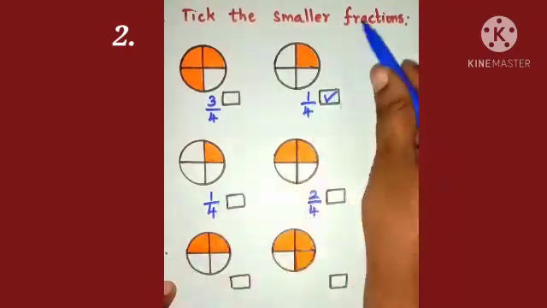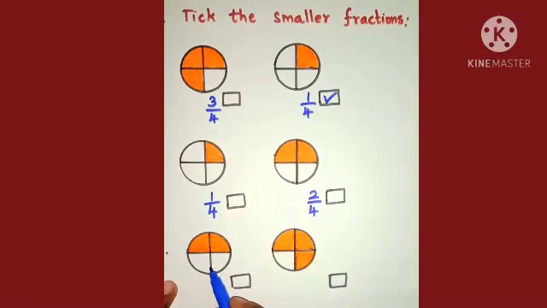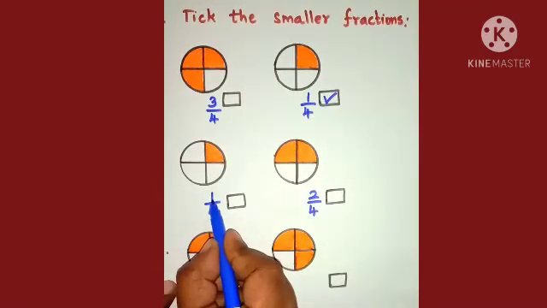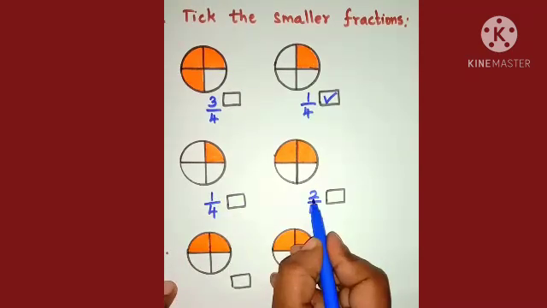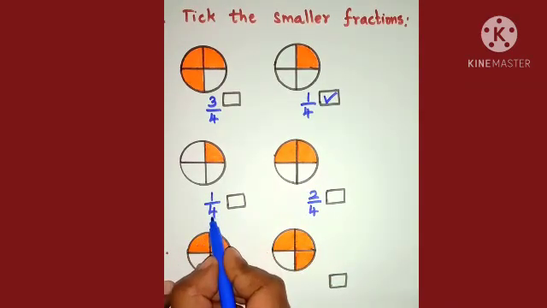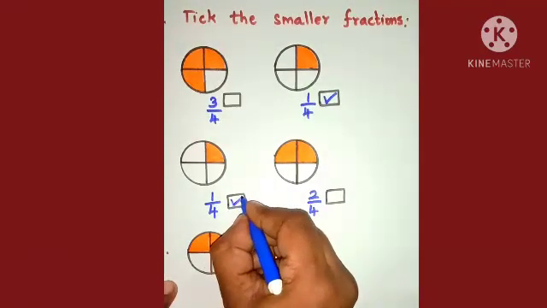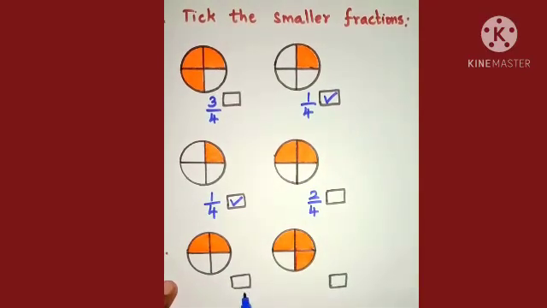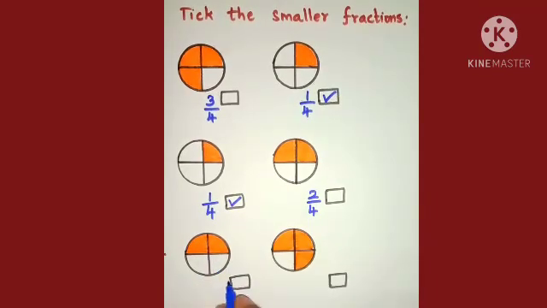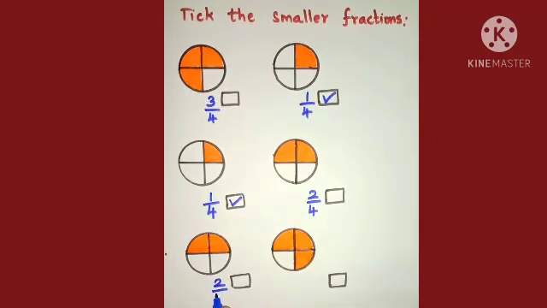And here they ask us to take the smaller fraction, isn't it? So 1 is less than 2. Thus 1 by 4 will be the smaller fraction, isn't it? Take 1 by 4. And then in the third problem, first write down the fraction. 2 parts are shaded out of 4 equal parts. Thus the fraction of this shaded portion on a circle is 2 by 4.